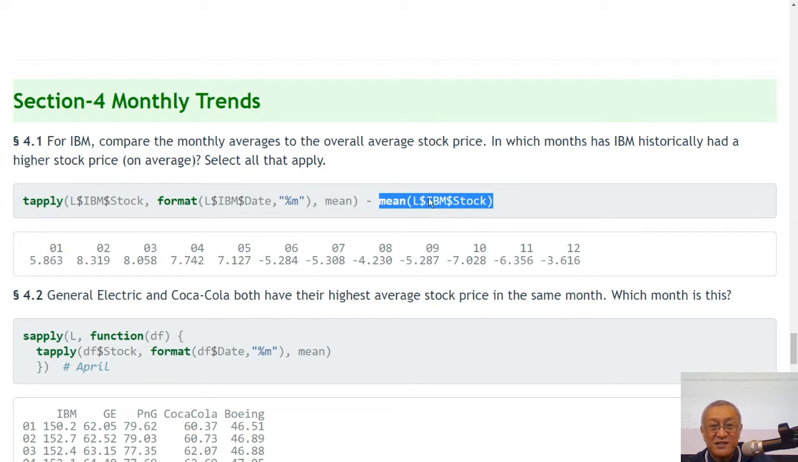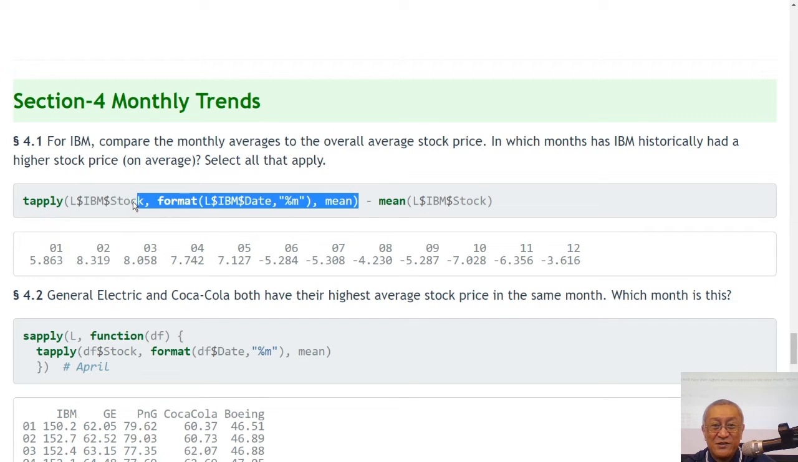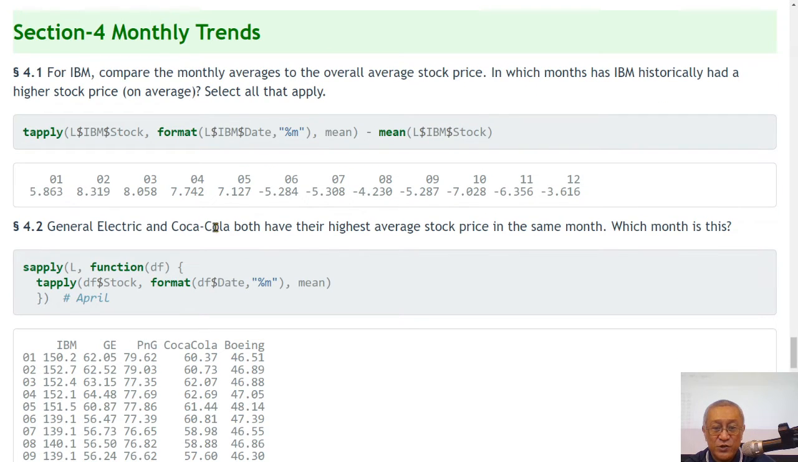So as you can see, for IBM, this stock tends to have a higher stock price in the first 5 months of every year, right? And for the rest of the months, this stock tends to have a lower stock price, right? Okay. So the point is to do a monthly average in this way and do an overall average in this way. Now, GE and COG.